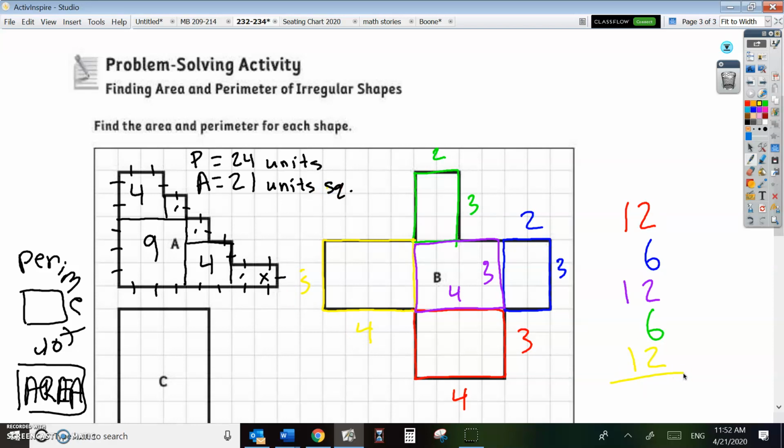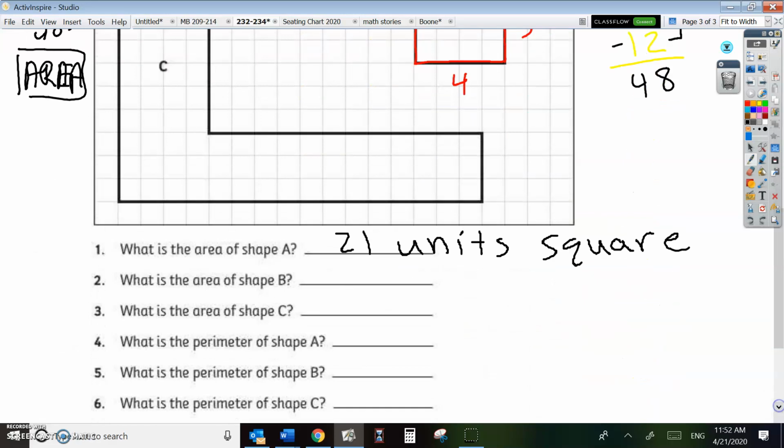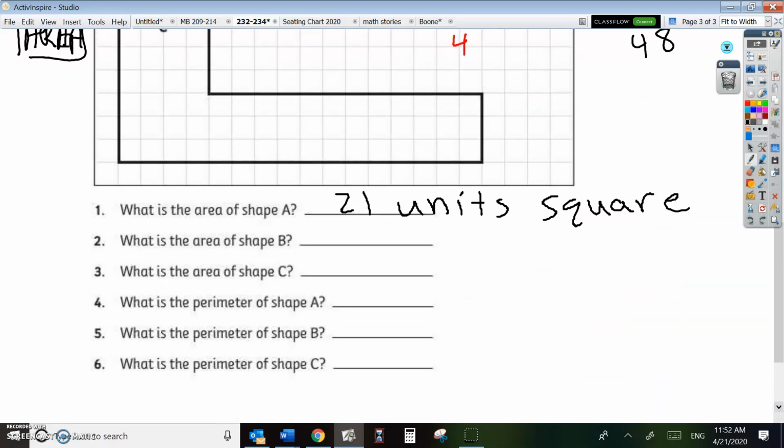So let's add this up. 12 plus 6 is 18. 18 plus 12 is 30. 30 plus 6 is 36. 36 plus 12 is 48. So the area of shape B is 48 units squared.